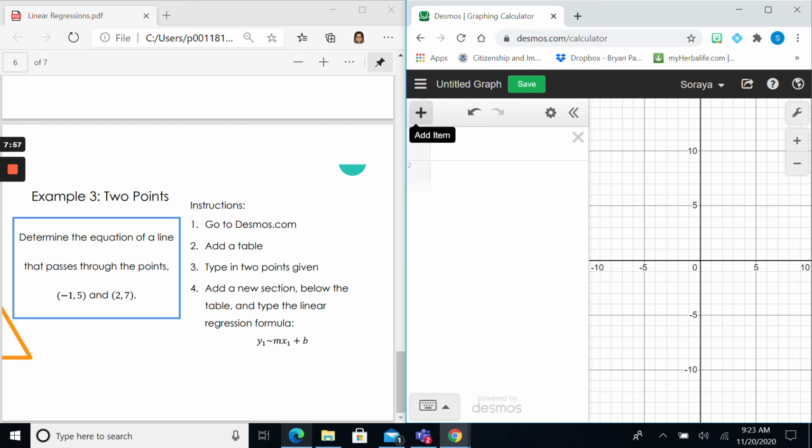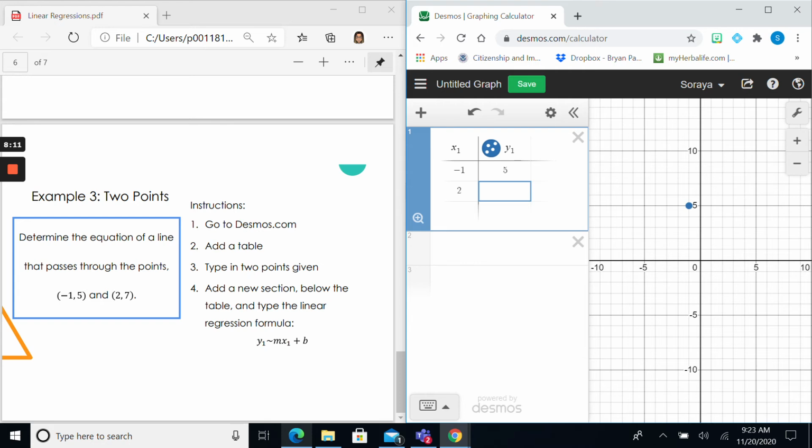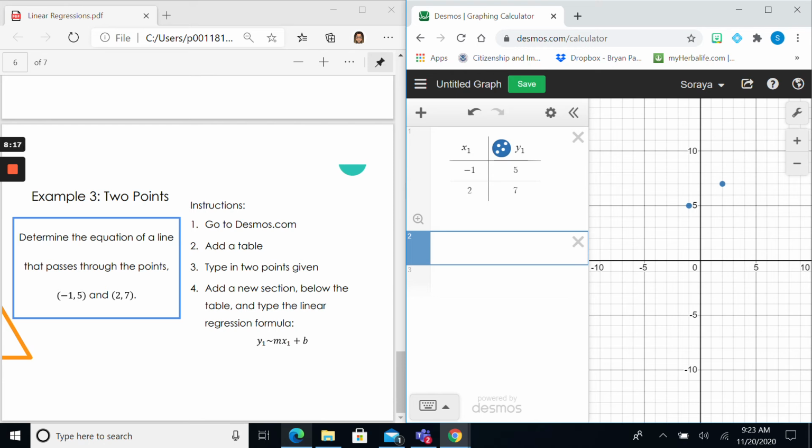So again, you want to click on Add, Table. Once you have this table on your screen, you can go ahead and start putting in your points. The first one is negative 1 and 5, 2 and 7. Once you have your table set up, now you want to go ahead and add a new section with this equation down here.